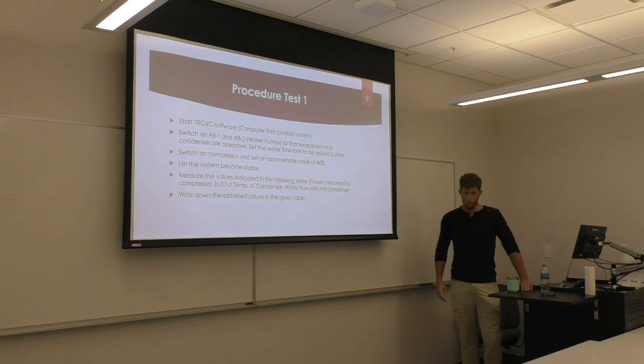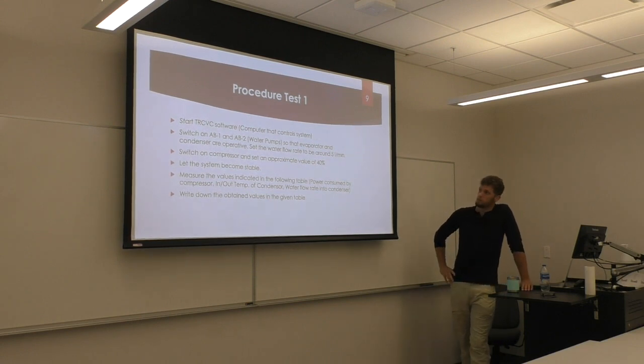As far as the procedure for test 1, we turn on the computer that controls the whole system. We switch on both of the pumps. To start off with, we're going to start with 5 liters per minute. We're going to switch on the compressor and turn that to approximately 40% of its output. We're going to let the system become stable. And then we're going to measure the indicated values on a table given to us in our manual.